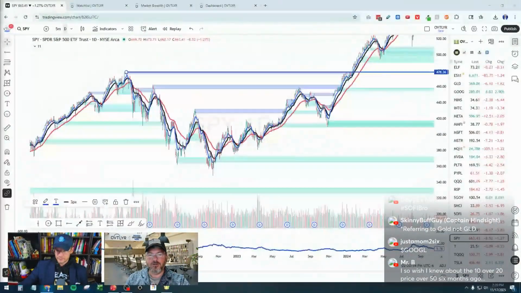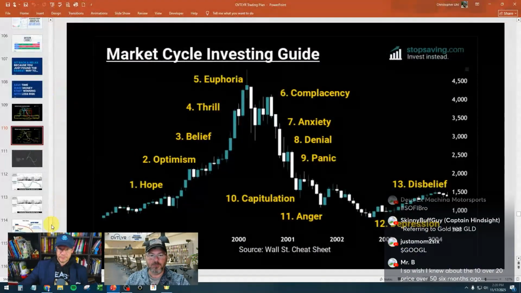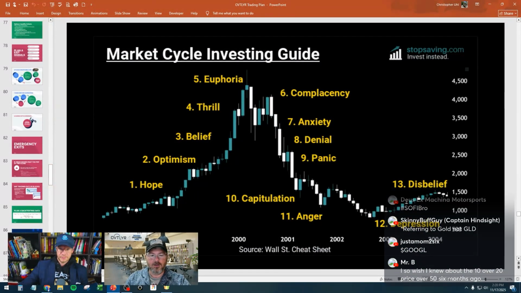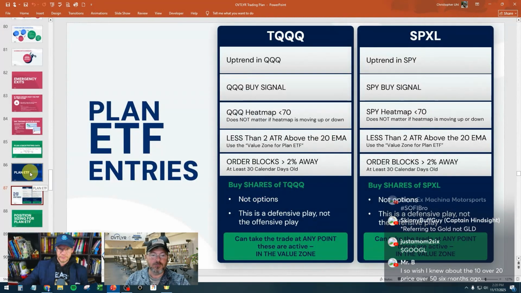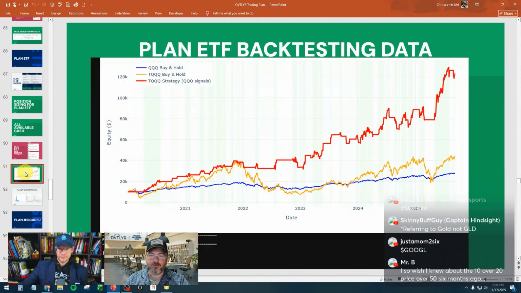I don't remember what you said. I was having a look at Plan ETF, and if you just took the outlier buy signals on SPY while the trend was up, so 10 was over 20, price was over 50, you would have seen about 149% compound annual growth rate since November 7th, 2023. Just those two signals.